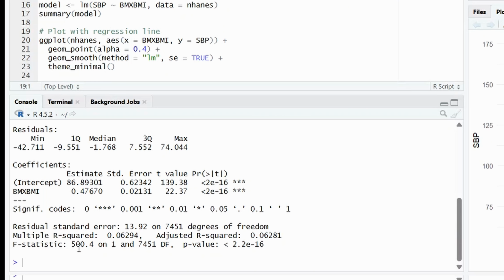Finally, the F statistic is 500.4 with a p-value less than 2.2 times 10 to the negative 16, confirming that the overall model is statistically significant. In summary, BMI is a statistically significant predictor of systolic blood pressure, and higher BMI is associated with higher SBP. However, BMI alone explains only a modest portion of the variation in blood pressure in this sample.